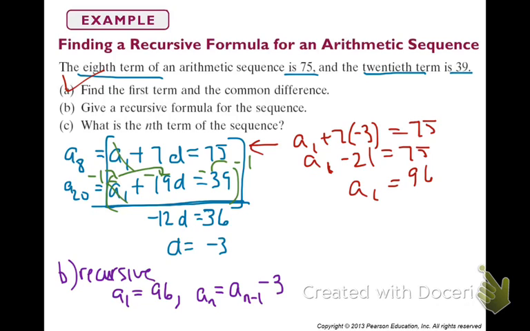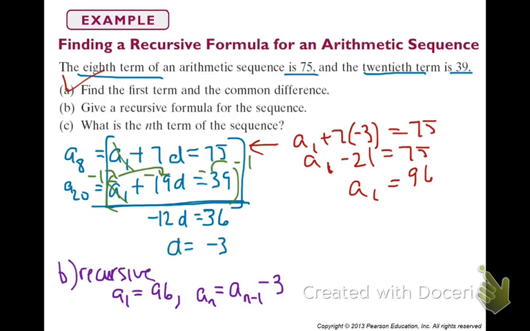So remember what's going to happen? Since this is recursive, this is going to change every single time, right? As you proceed to the next terms, just like we did on the warm-up. This a sub n minus 1, we'll start off with the 96, okay? And then 96 minus 3, the next one would be 93, right? And we would continue, recursive, okay?